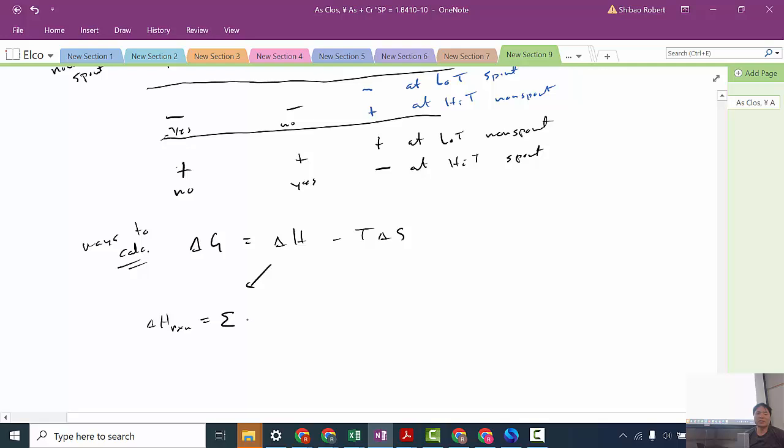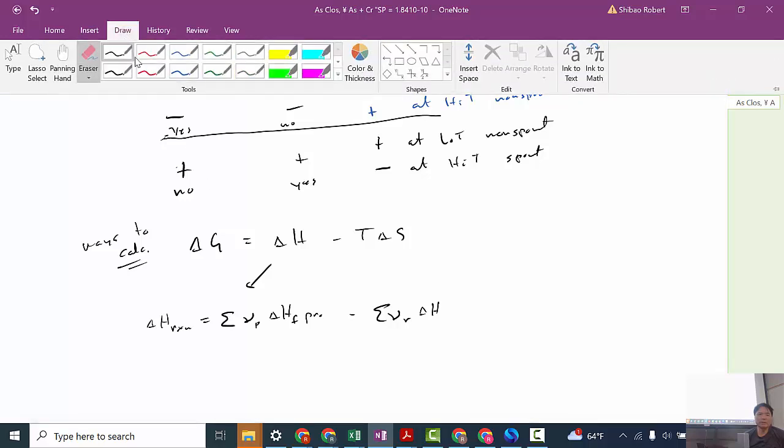So delta H of the reaction is equal to nu product. This is number of moles of product times delta H of formation of the product, which we get from appendix D, minus the sum of nu of the reactants times delta H. Actually, I don't need these parentheses. Get rid of those. I do need that parentheses there.